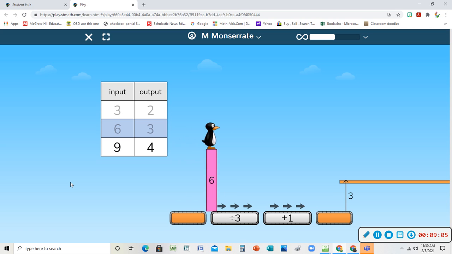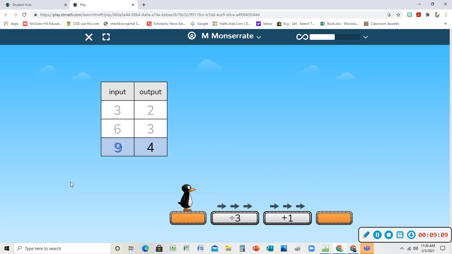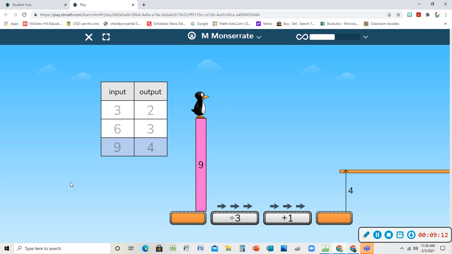I do like how she shows us our math. 6 divided by 3 is 2. 9 divided by 3 plus 1.